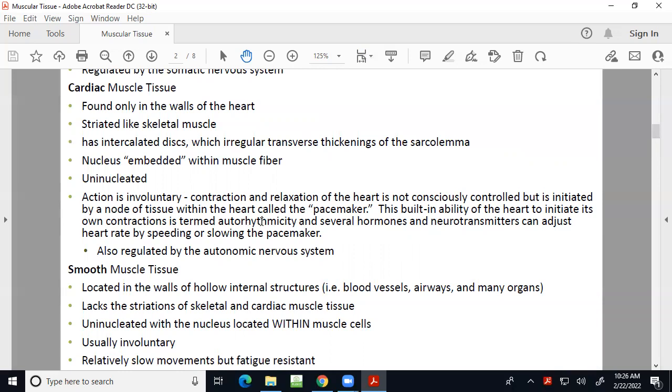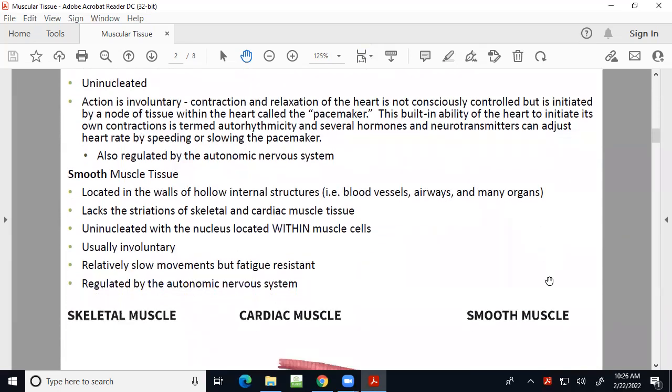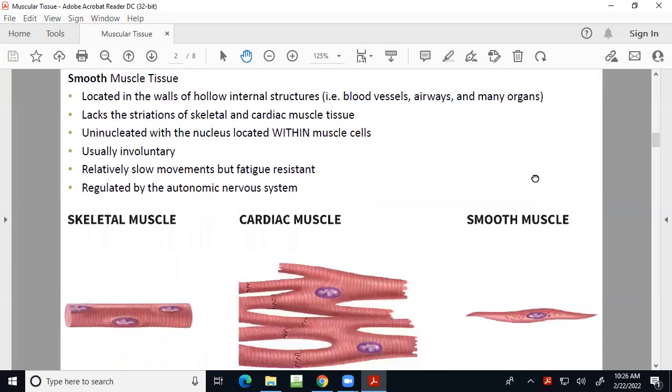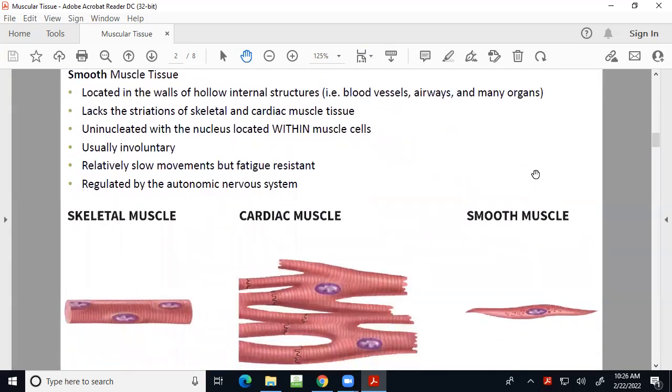If the heart was just left completely alone, your heart rate would be constant at about 100 beats a minute. It would never change. Well, that's obviously not the case, and that's because hormones and neurotransmitters can trigger the SA node, the pacemaker, to fire more often or less often. We'll get into all this later on in the semester, when we talk more about the heart.